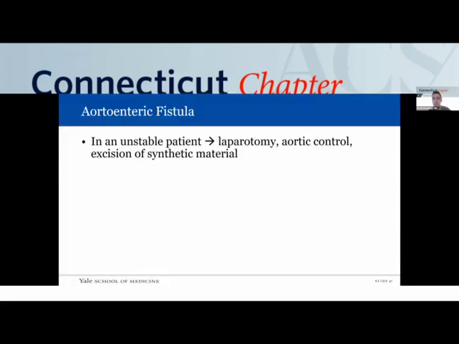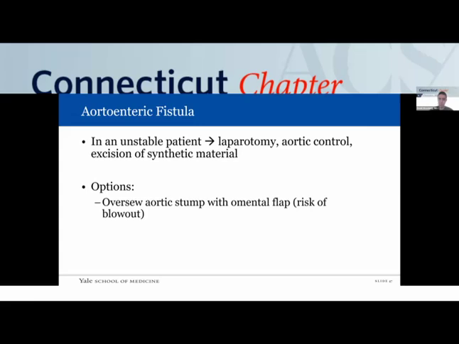So in an unstable patient, the approach to this is classically a laparotomy, supraceliac aortic control, an excision of the synthetic material. And then what are you going to do after you excise that graft? And so you've got a few options. You can oversew the aortic stump. You would take a piece of omentum, bring it typically retrocolic, and tack that to the stump.